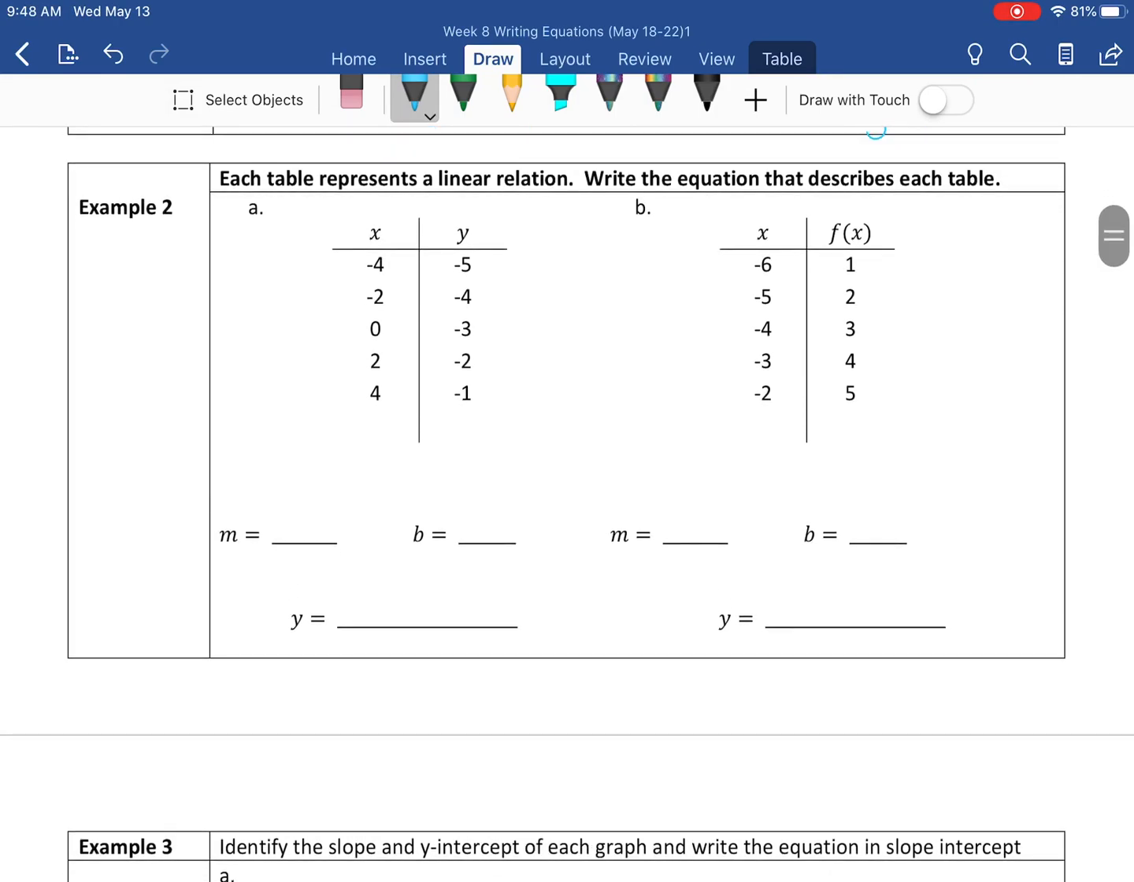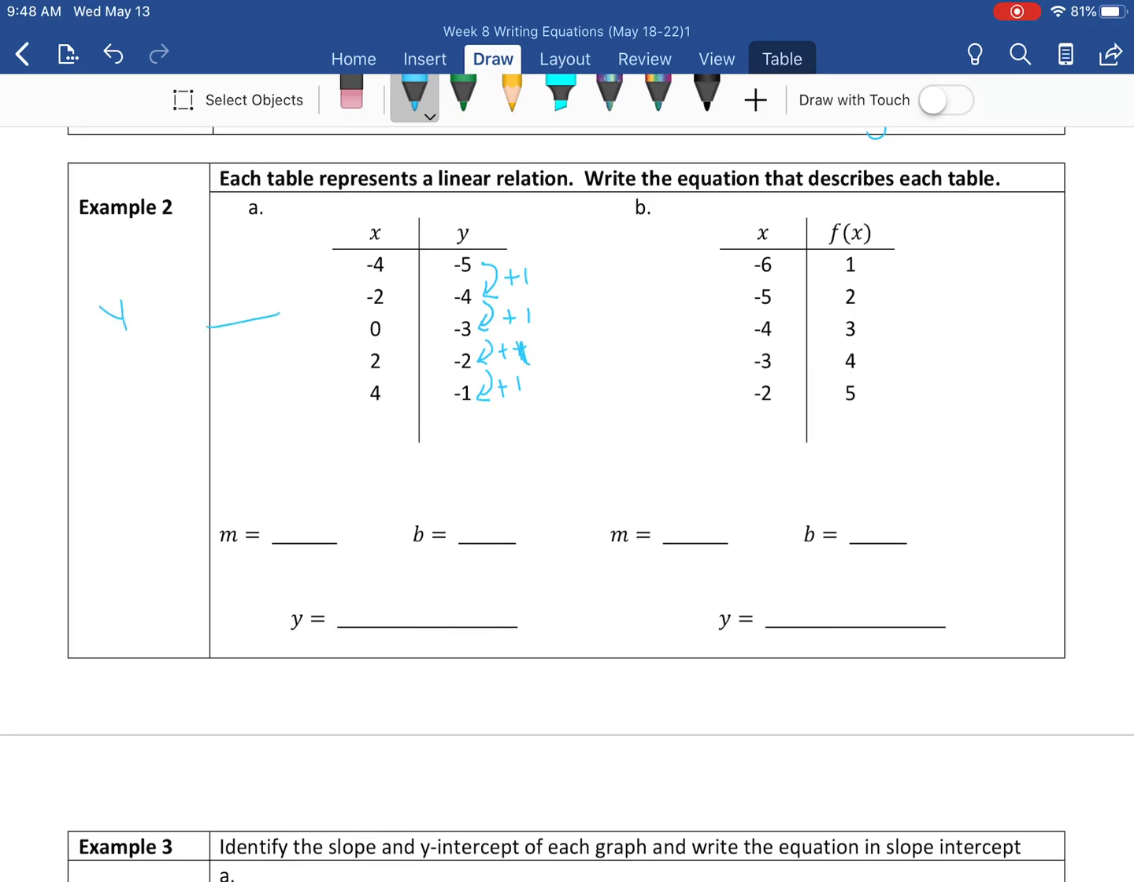Now we're going to try and write it from a table. So we need to look at our tables to find our slope and our y-intercept, and then we'll be able to write our equation. So looking at letter A, I'm going to start with my slope. Remember, I need to figure out my pattern. To get from -5 to -4, I'm adding 1. To get from -4 to -3, I'm adding 1. -3 to -2, I'm adding 1. So my y, I'm adding 1.